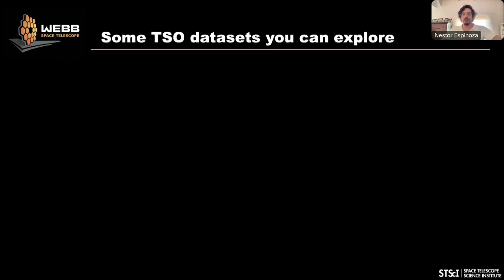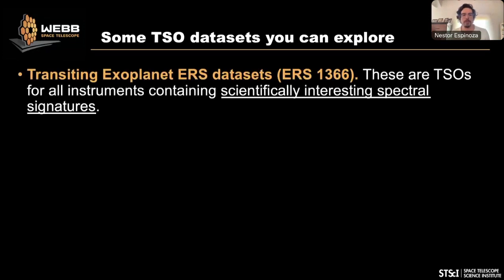All right, so there are a lot of TSO datasets that you can explore out there. And we're going to be focusing today on one particular dataset that is part of this very beautiful project, which was the Transiting Exoplanet Early Release Science project. These were a set of programs that were given through the director's discretionary time to the community so they could get the first science out of JWST. And in particular, this team did a lot for transit and exoplanet science. So these are TSOs for all instruments, actually, that contain scientifically interesting spectral signatures.